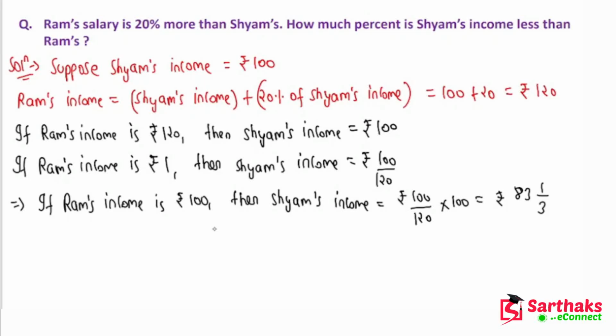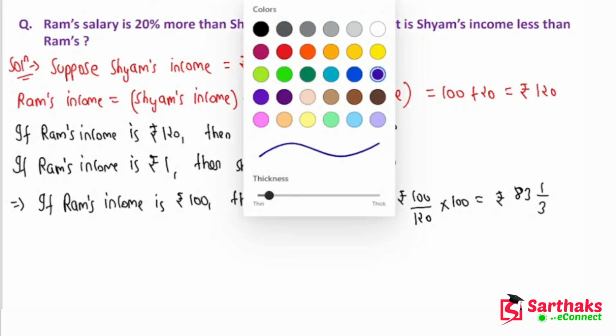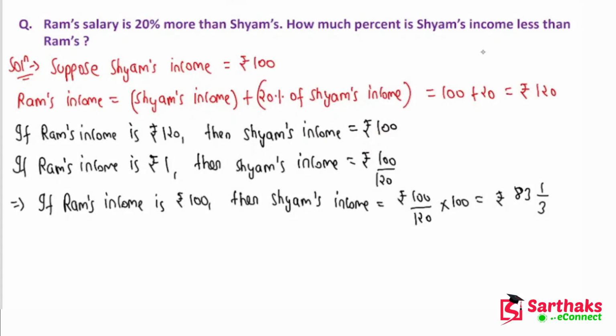So if Ram's income is 100 rupees and Shyam's income is just 83 1 by 3 rupees, so you can easily calculate that we have gotten Shyam's income per 100 of Ram's income. So you can clearly see that Shyam's income is just 83 1 by 3% of Ram's income, and you can calculate the difference. Okay, so the final answer would be the difference. We have to calculate how much Shyam's income is less. We can clearly see it is less, but how much percent? So that is what we have to calculate.